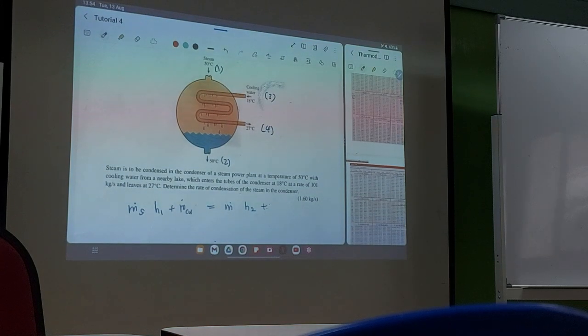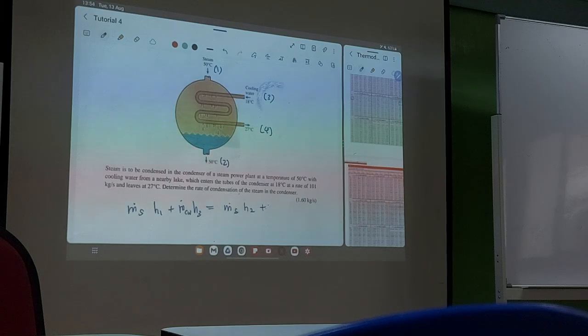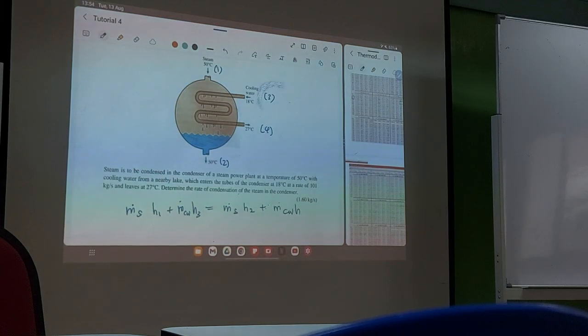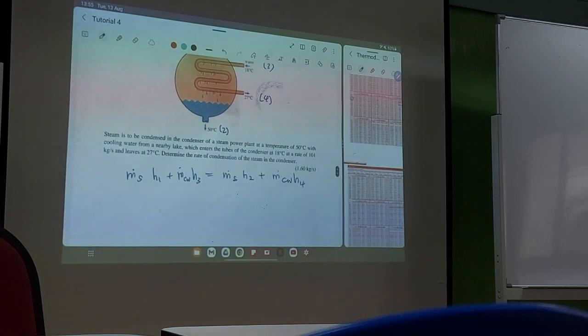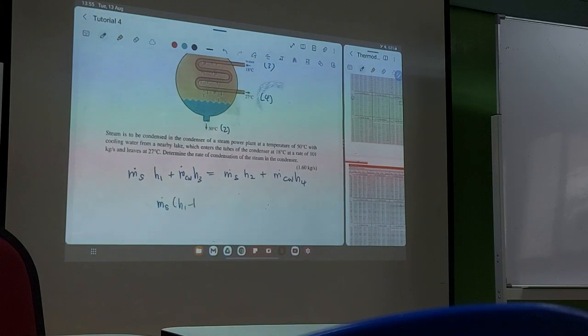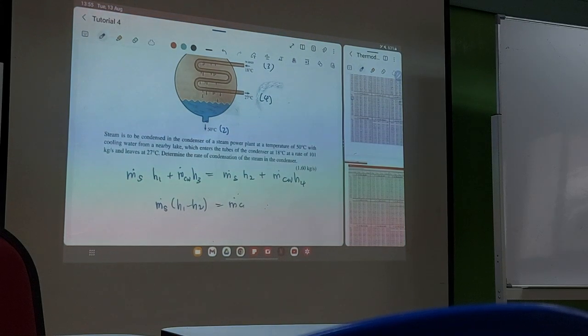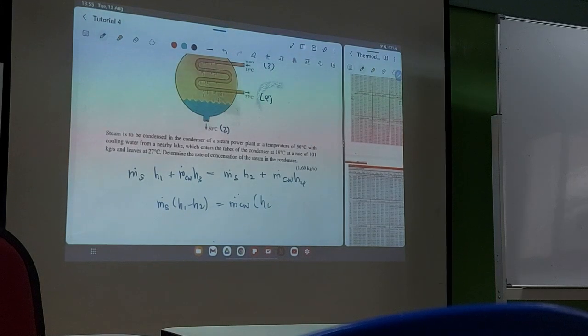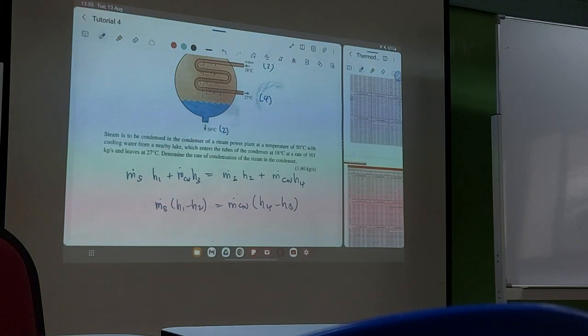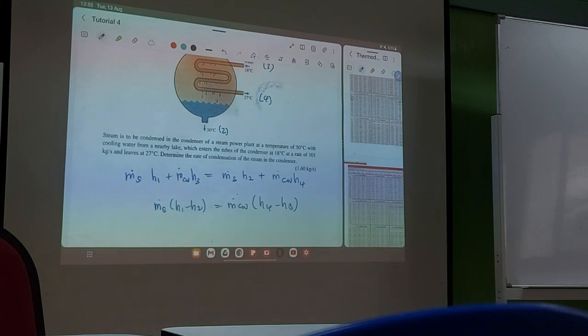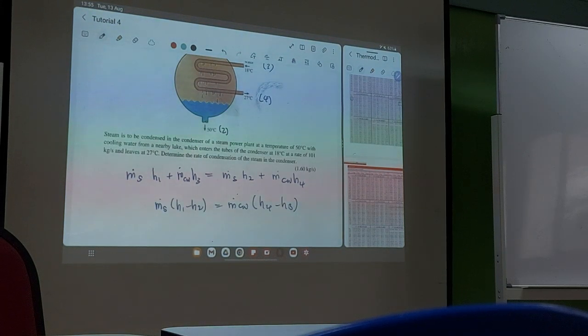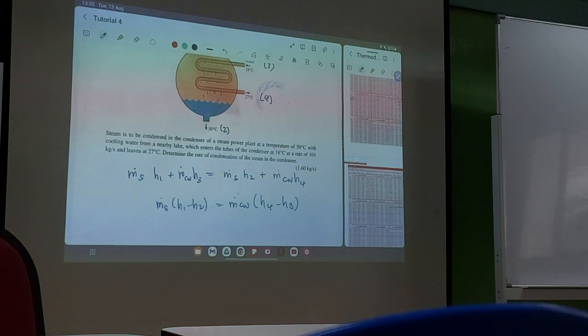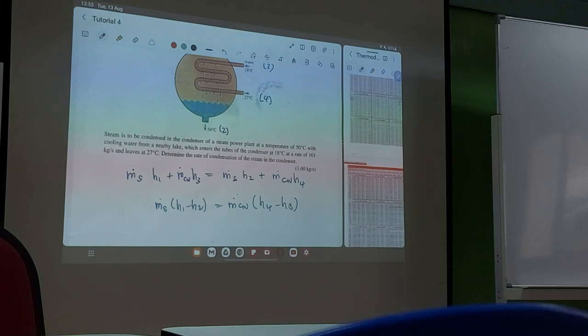This is for the cooling water, so this H3, they have different rates. So if you move them around, then you get m dot H1 minus H2 equals m dot Cw, H4 minus H3. Okay, now I will settle the one on the right first. So mass flow rate of the cooling water, you have the answer, right?